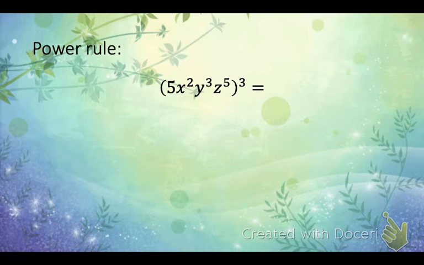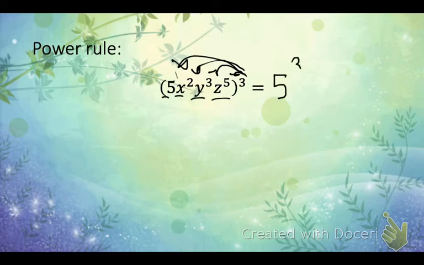All right, power rule. You keep the base and multiply the exponents. So if you look in here, there are 4 bases, 5, x, y, z. And they all have exponents, 1, 2, 3, 5. So we need to distribute this 3 to every exponent, and we're going to multiply them. So this would become 5 cubed, x to the 6th, y to the 9th, z to the 15th.